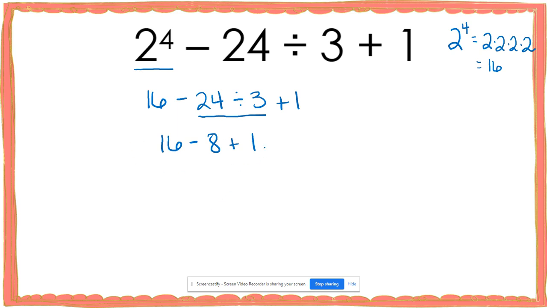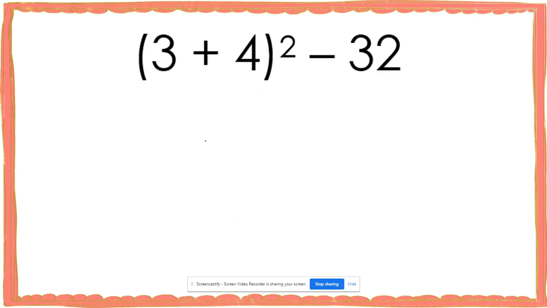Now I have no more multiplying and dividing, and I only have adding or subtracting. And remember, I need to always add or subtract, and I need to do it from left to right, so whichever one comes first. So in this problem, 16 minus 8 comes before adding the 1. So I would subtract 16 minus 8, which would give me 8, and then I would add 1. 8 plus 1 gives me 9.